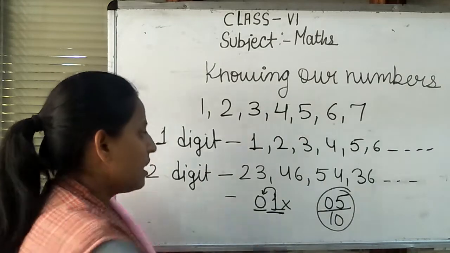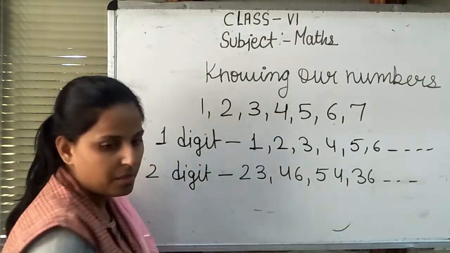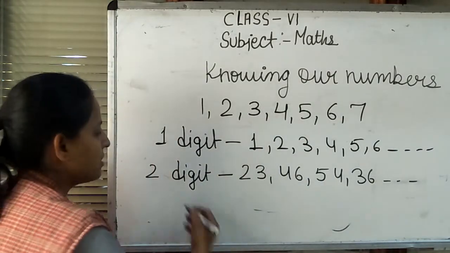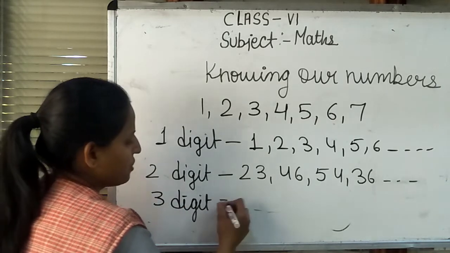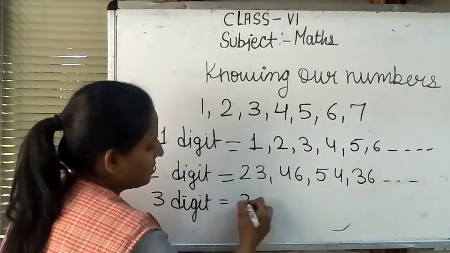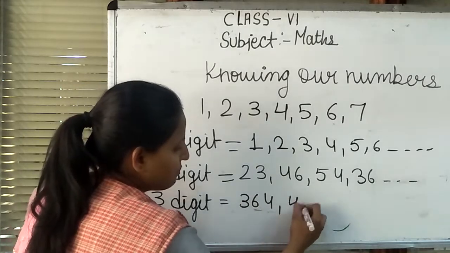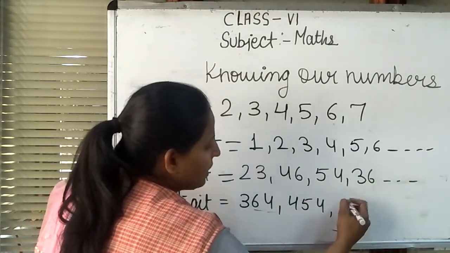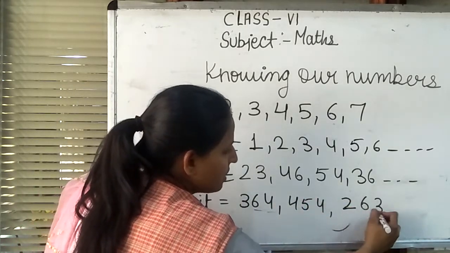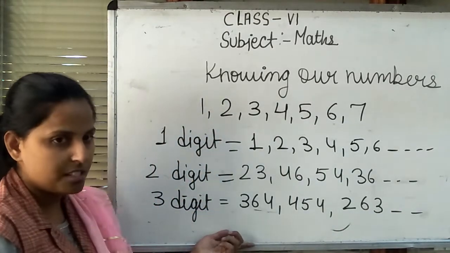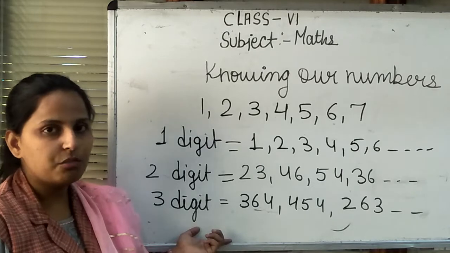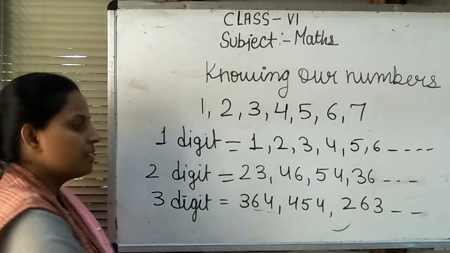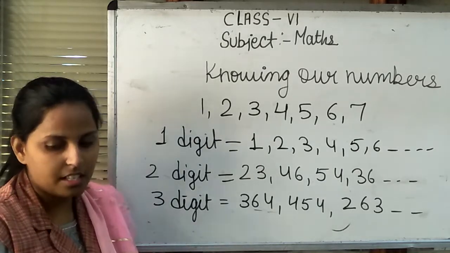Okay students, now we are moving to the next number, the 3 digit number. So what is a 3 digit number? The 3 digit number is one in which we have 3 digits, like 364, 545, 263, and so on. These are 3 digit numbers. Similarly, a 4 digit number is one in which we have 4 digits, and a 5 digit number has 5 digits.